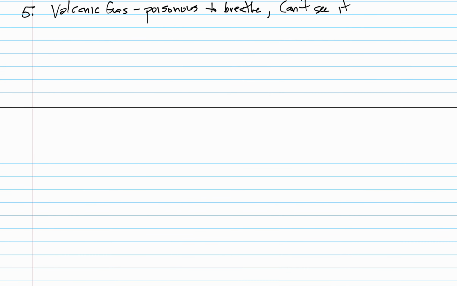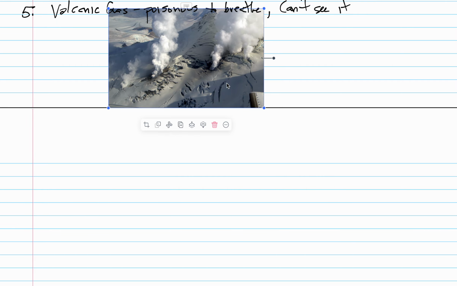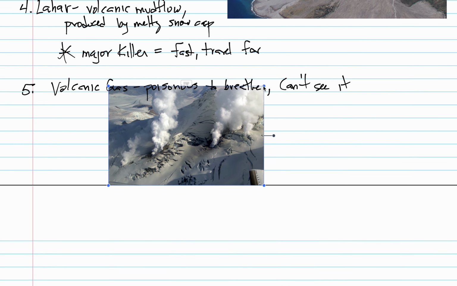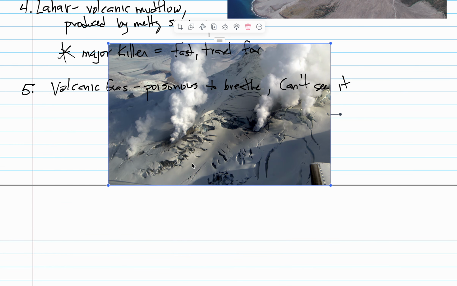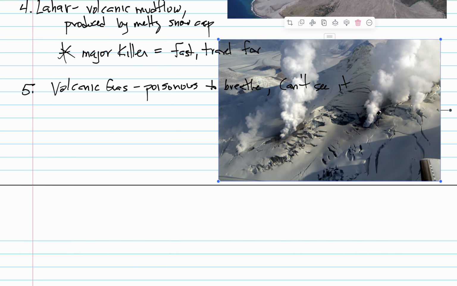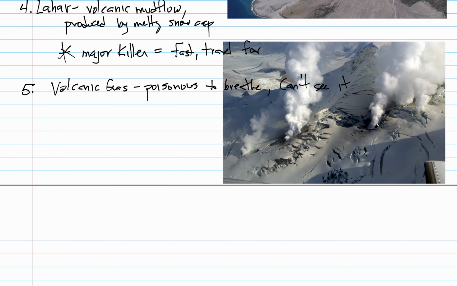To show you an example of volcanic gas steaming out of the side of a volcano, I'll leave you with this picture, and we can see and imagine how gas is emanating from these fissures. And these would be dangerous to approach without a gas mask.